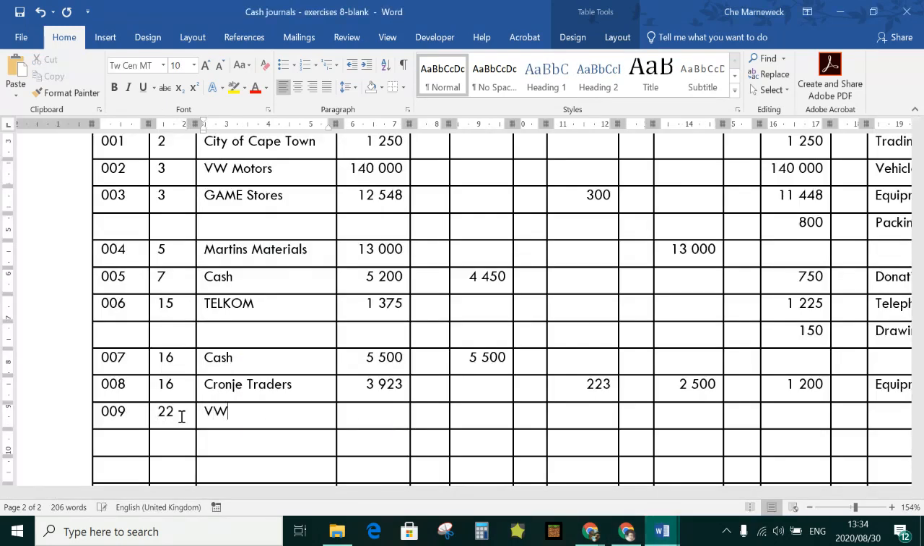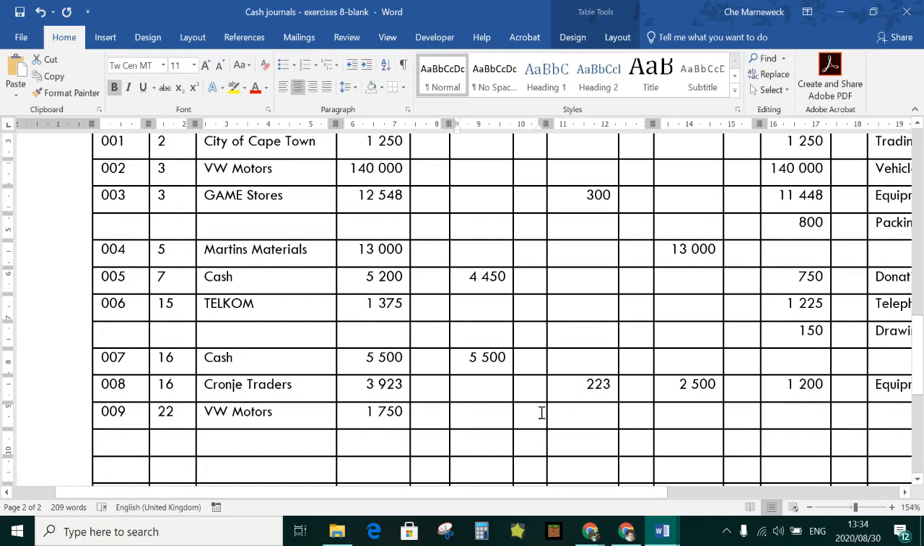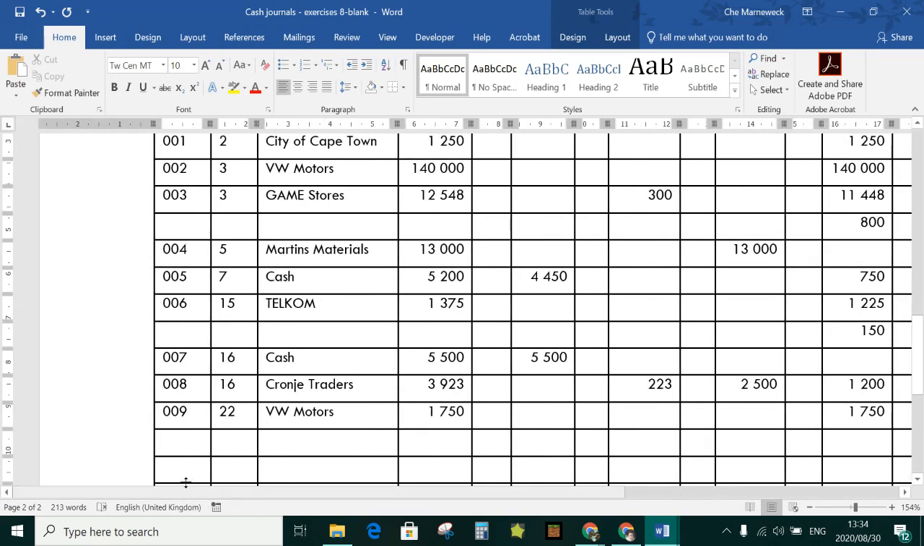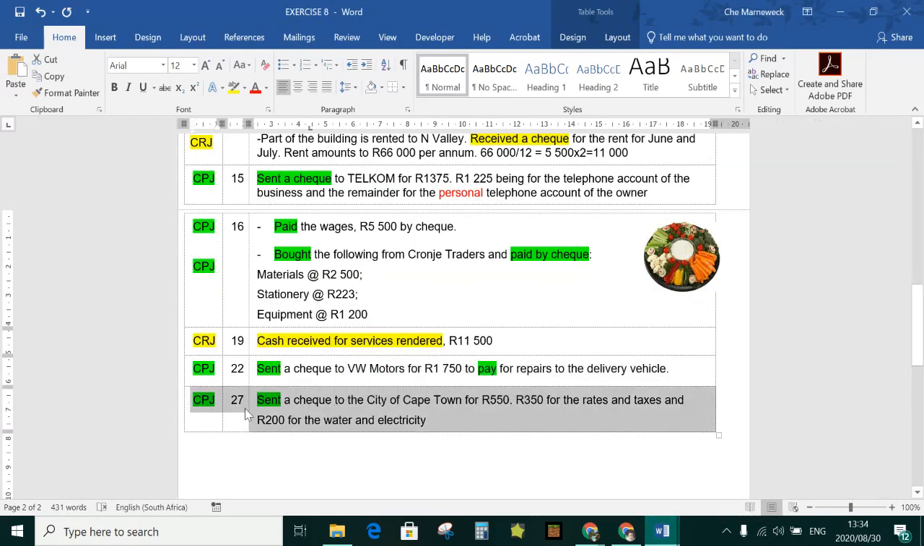Day 22, VW Motors, we are paying 1,750 Rand, and for vehicle expenses, none of our columns say vehicle expenses, so we go straight to sundry. Vehicle expenses. And we're off to our last transaction, the check number 010. Have to look, what day is this happening on? This is happening on day 27.